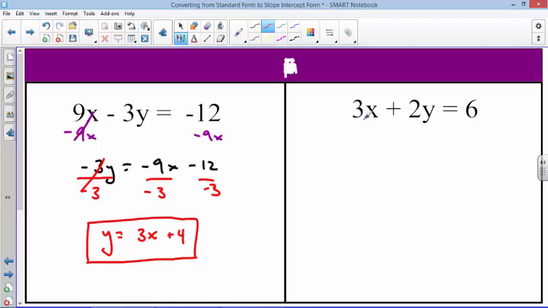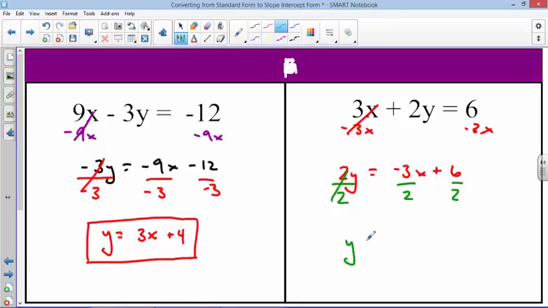Okay, here I have 3x plus 2y equals 6. I'll go ahead and subtract 3x from both sides. My 2y comes down. These cancel out. I have a negative 3x and I have a positive 6. So now I'll divide everything by 2. These cancel out. My y comes down. Negative 3 over 2 is as simple as we can get, so we'll do negative 3 halves. Our x will come down. 6 divided by 2 is a positive 3. And we'll box it up.